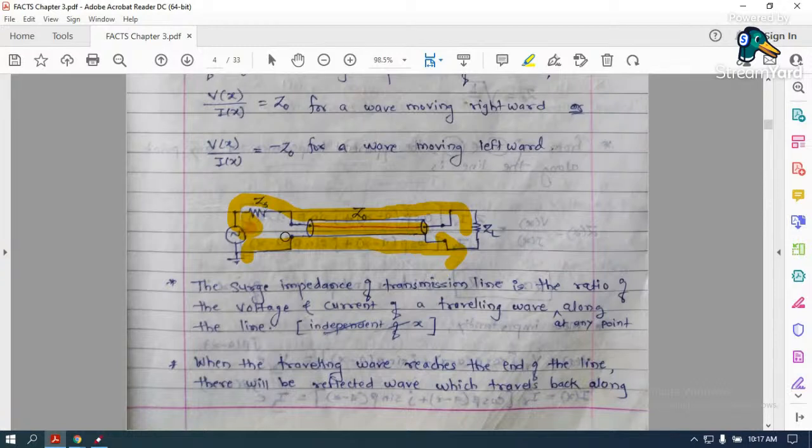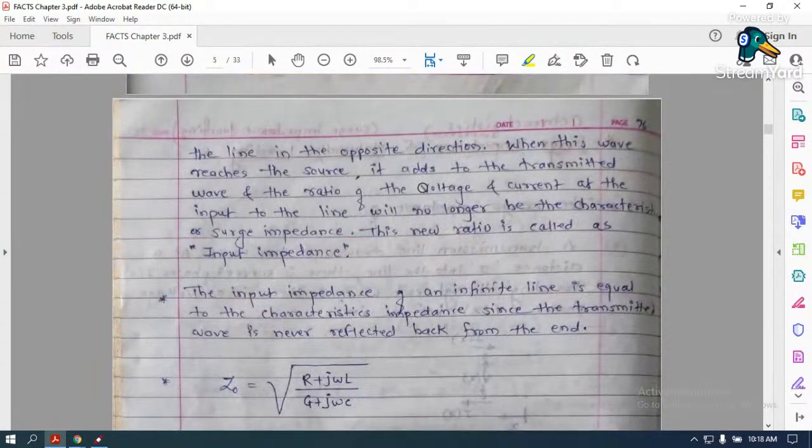right? Previously there was only the incident wave. V of x upon I of x was the impedance, correct? Before reaching the load, V of x was different, and once it reached the load, it got reflected back and again added to the source. In this case, V of x is something different, right? So in both cases, the impedance will be different, correct? That is what he is saying.